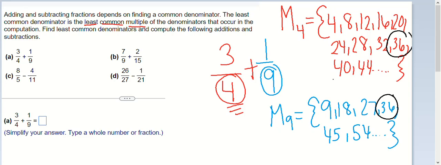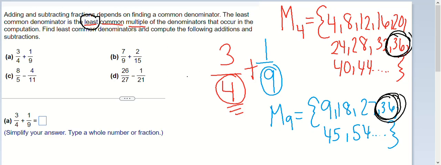Okay. But the cool thing about this is because it's the least common multiple, as soon as I found the first multiple that they have in common, I'm done because I'm looking for the least common multiple. Least means smallest. This is the smallest multiple that both numbers share, right? 36 is a multiple of 4, meaning if I skip counted by 4s, I would land on 36. And 36 is also a multiple of 9, meaning if I skip counted by 9s, I would land on 36. So I have found the least common multiple, the smallest multiple that they both have in common.